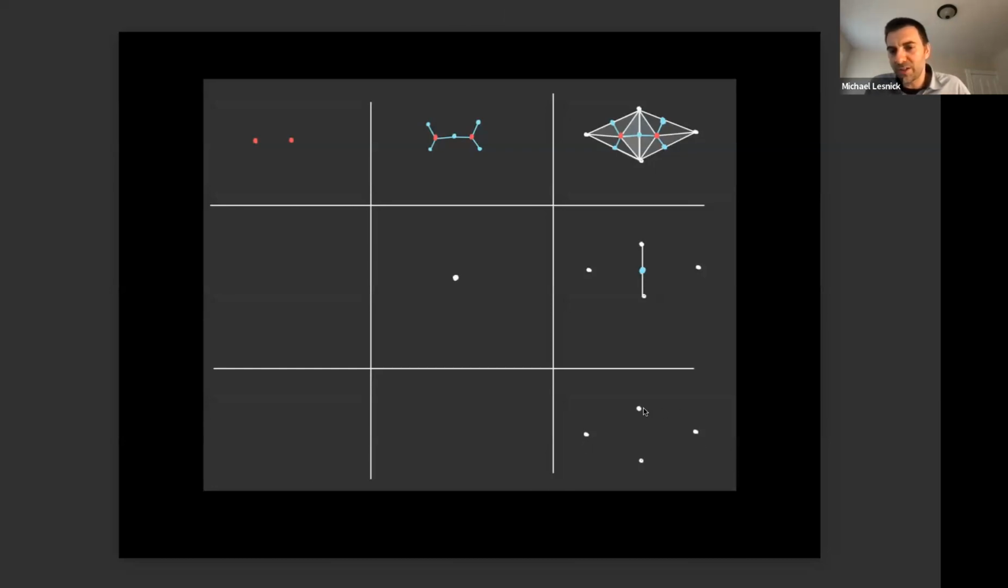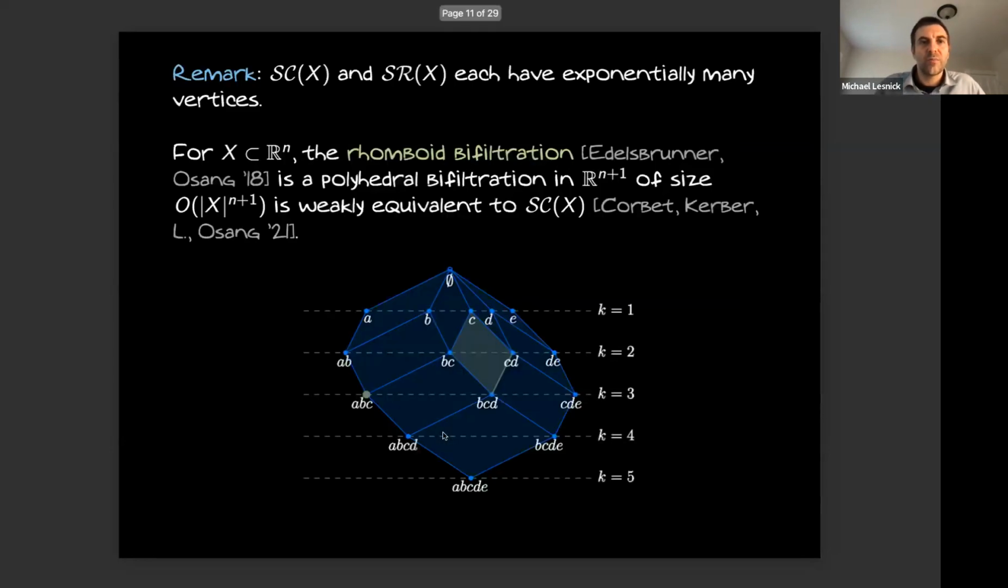I've got 4 points here in the plane, and I look at their Vietoris-Rips filtration. I've just looked at the first 3 complexes in the filtration, and I take the barycentric subdivision of each. So that's what you see in the right column here, and then filtering this by dimension, as I discussed, gives you a bifiltration that looks like that. Okay, so that's the construction.